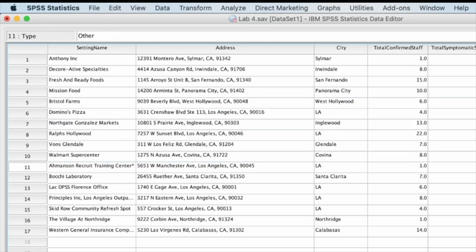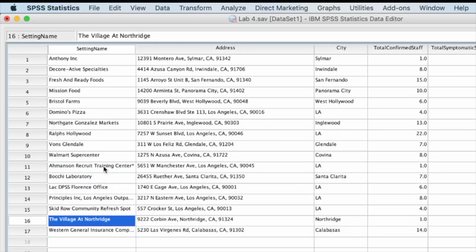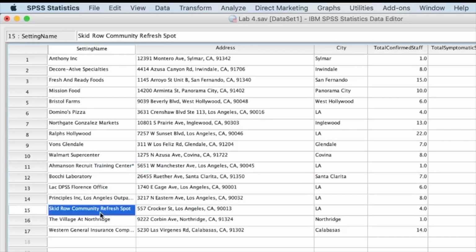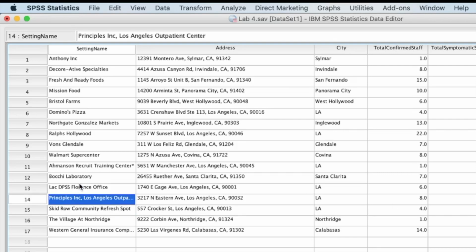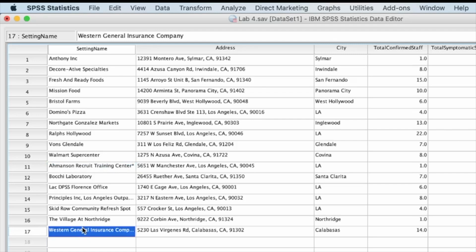And then I have this other category, which originally was office, but there's other places that are not offices. So like the Skid Row Community Refresh Spot, that's not an office. It's more like a community area where people can utilize resources. But I clumped it together so that it would work for this course, right? This recruitment training center is actually where the LAPD trains, I believe. And this is an office. This is also definitely an office. So I clumped these all together.